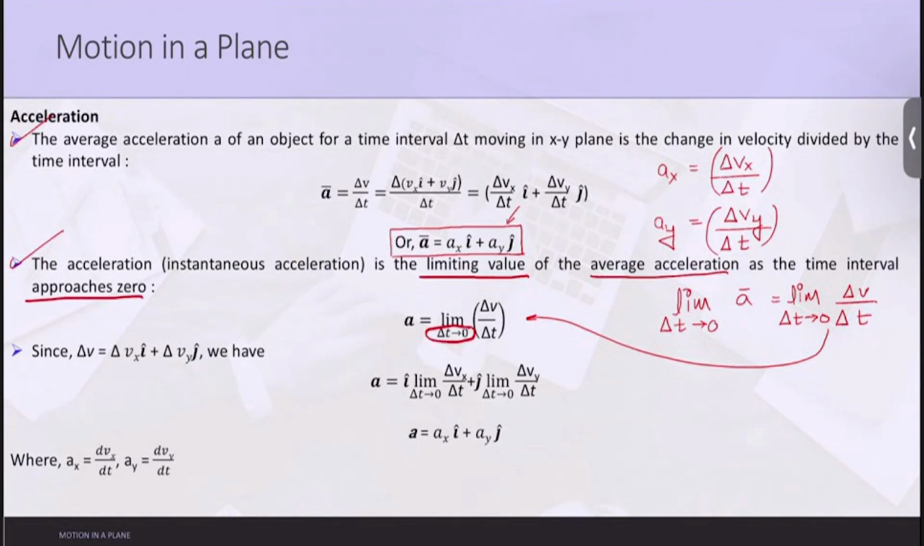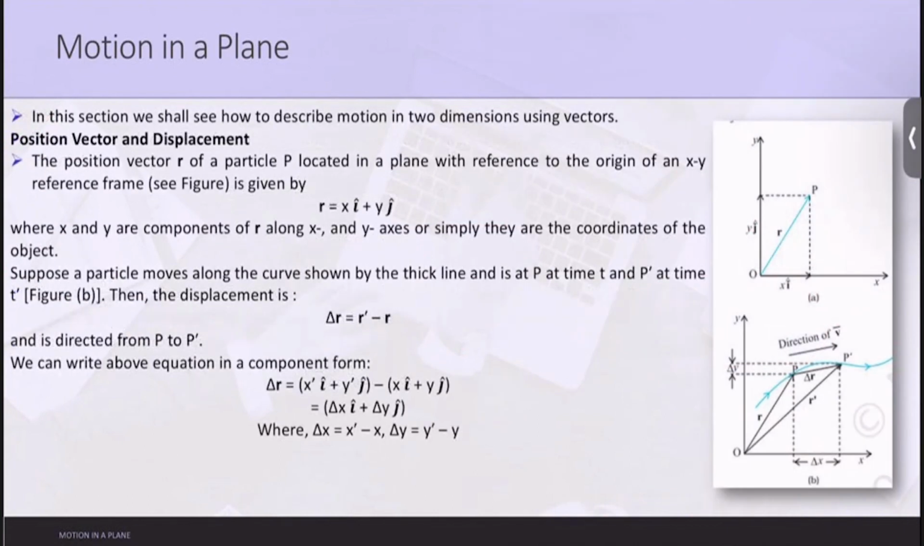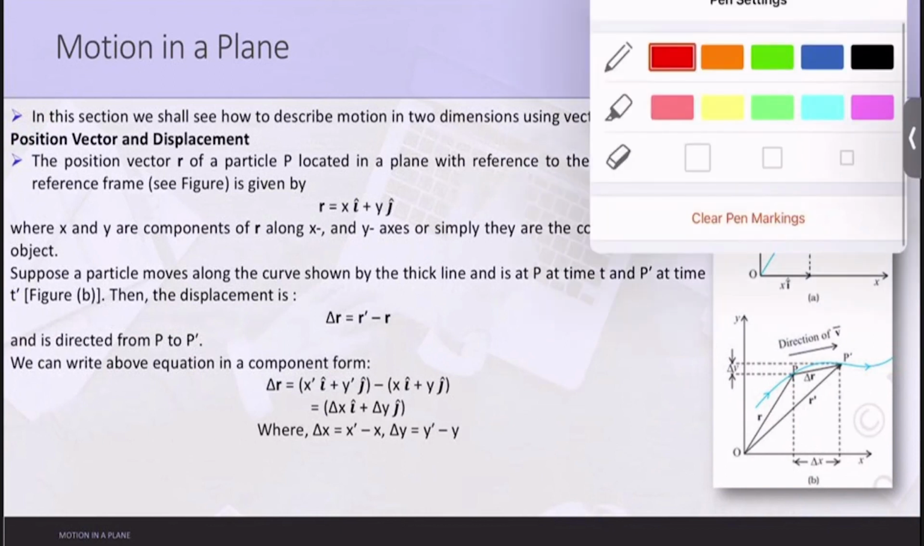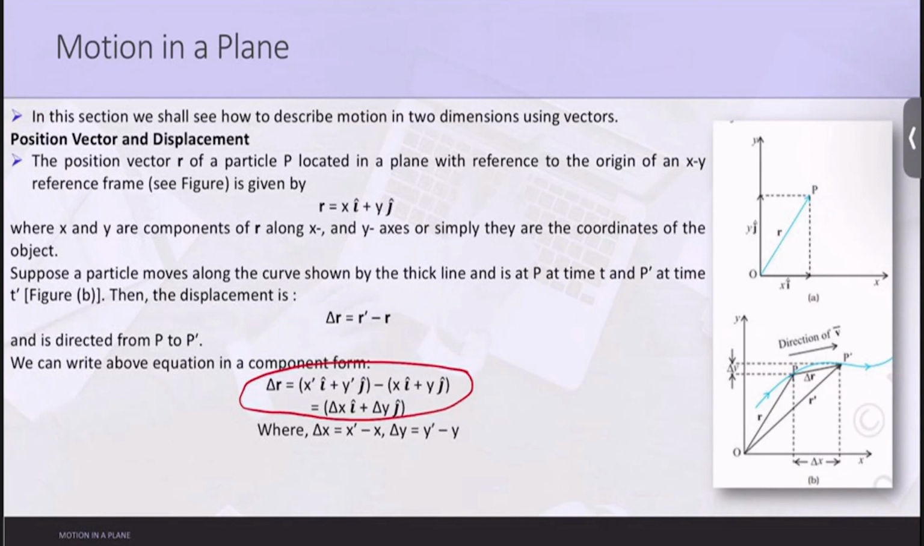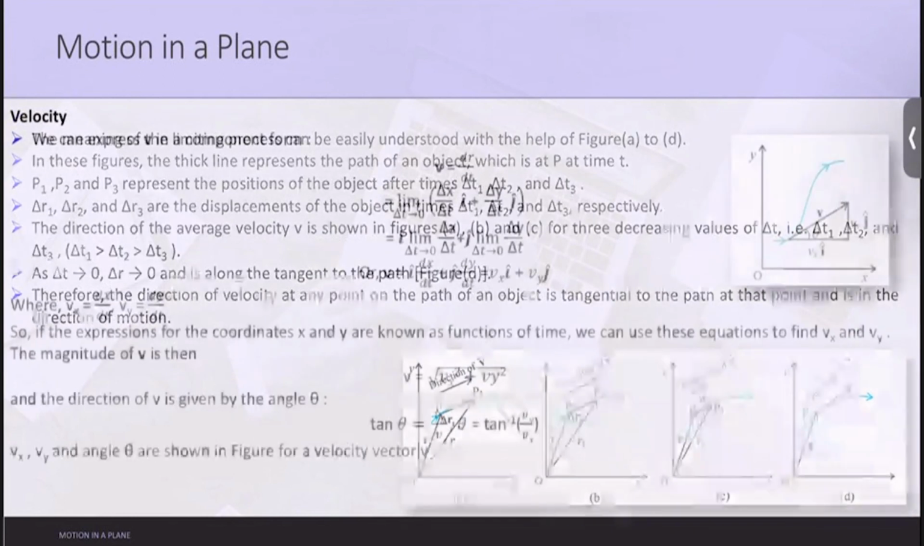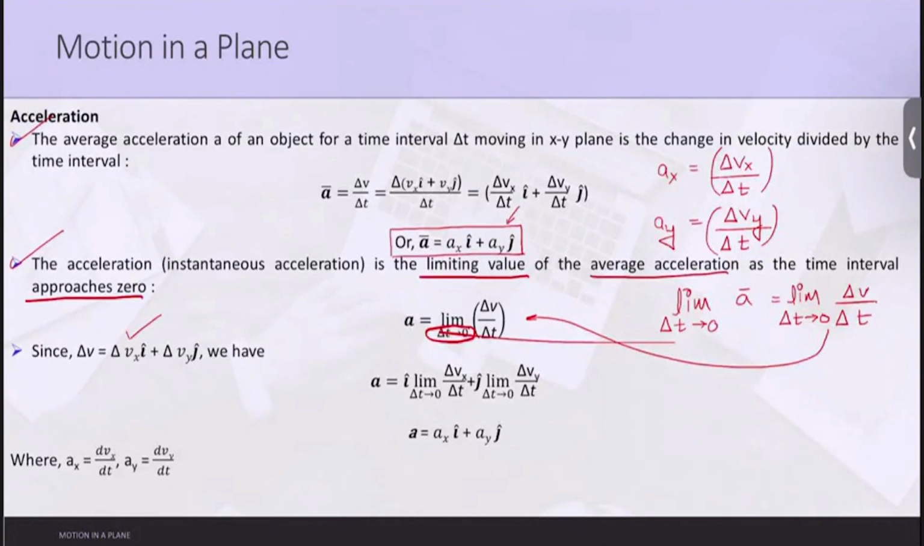Now since we know that delta v is nothing but equal to delta vx i cap plus delta vy j cap, in similar terms, for the displacement part, we wrote delta r is nothing but equal to delta x i cap plus delta y j cap. In the similar terms, we are trying to find that delta v is equal to delta vx i cap plus delta vy j cap.